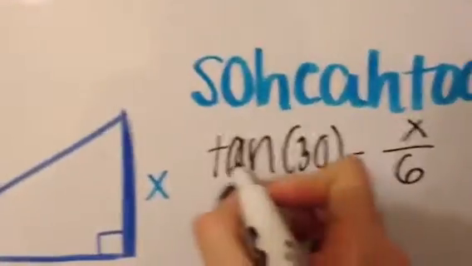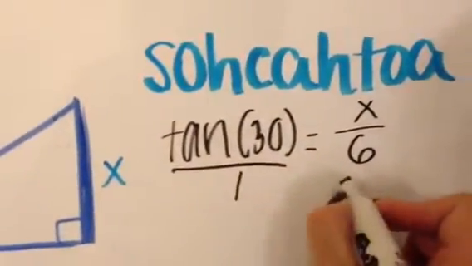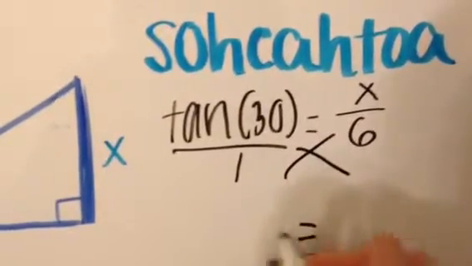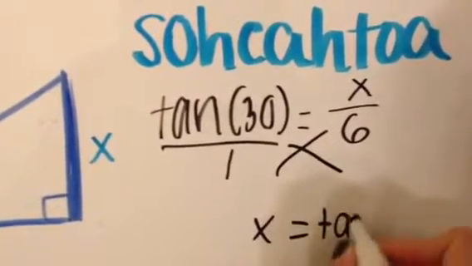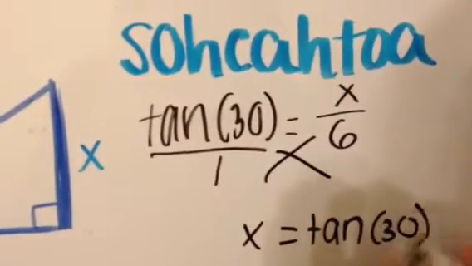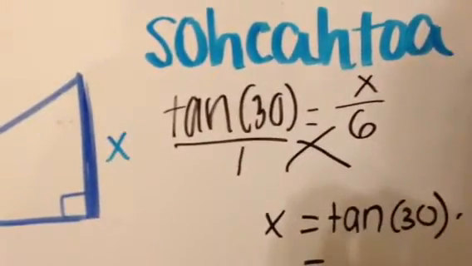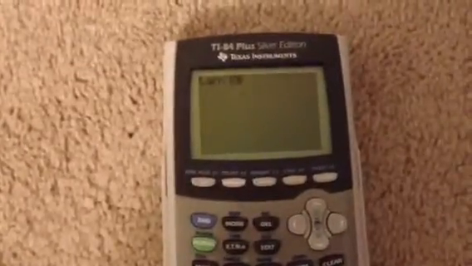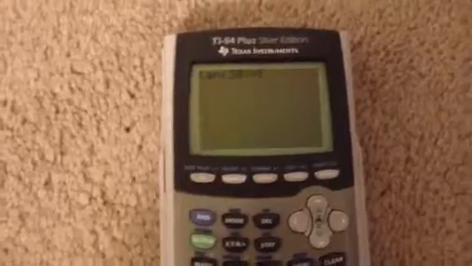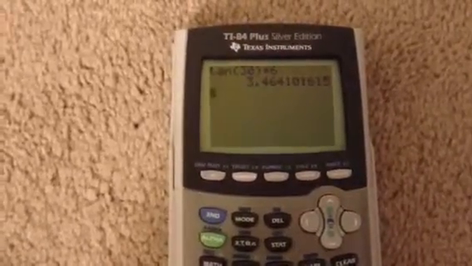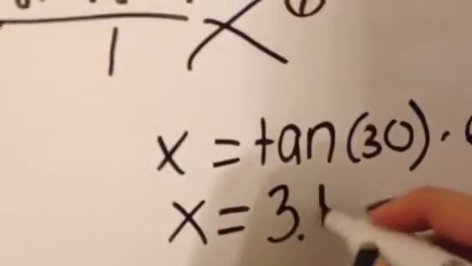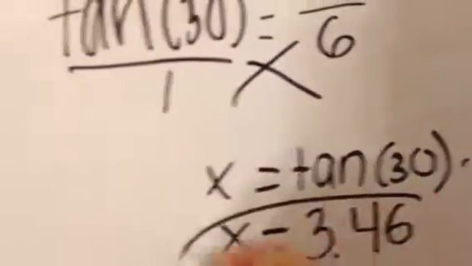So again, I'm going to put it over 1 and cross multiply to get x is tangent of 30 times 6. One more time I'm going to have to use my calculator, but this time I'm going to press clear. I'm going to use tangent of 30 times 6 equals 3.46 approximately. So that would be your answer.